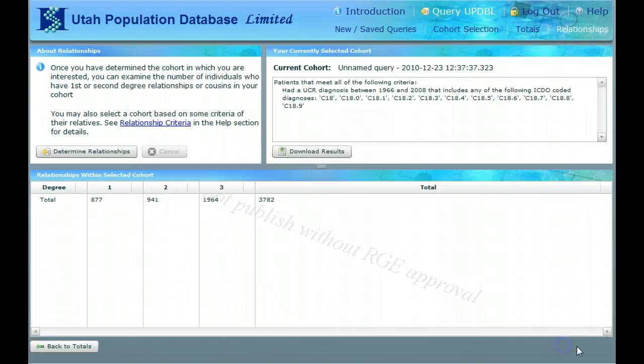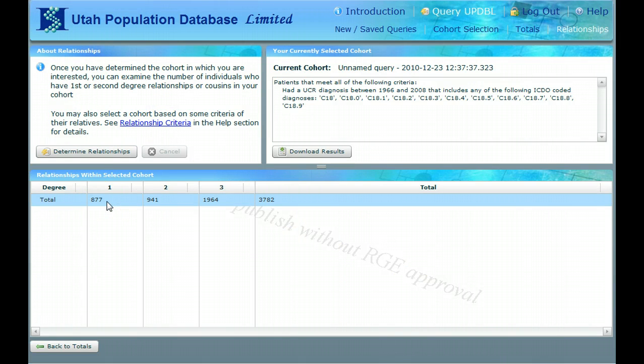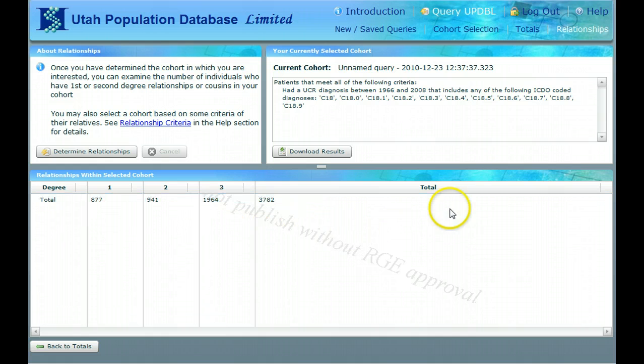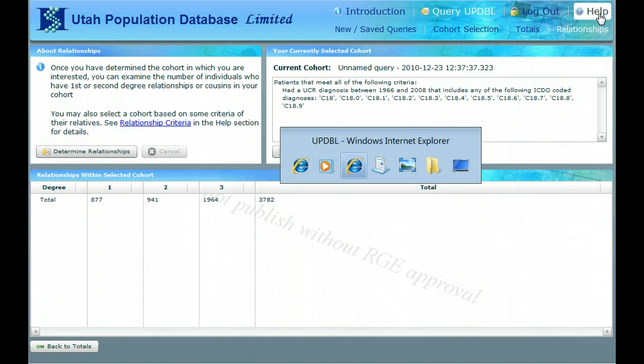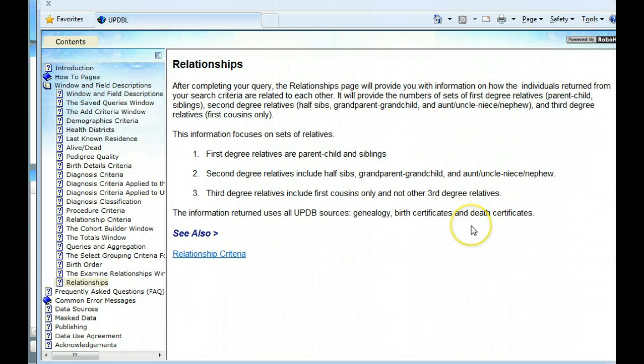Degree of relationship is found on the About Relationships page. This page counts the number of people defined in the cohort that are related and groups them by degree. To understand what a first or second degree relative is, refer to the Help page. These definitions are here for your reference, but in general, degree of relationship describes how closely related one person is to another. For example, parents and their children are first degree relatives, while uncles and their nephews are second degree relatives. For the purposes of the Query tool, third degree relatives are limited to first cousins.